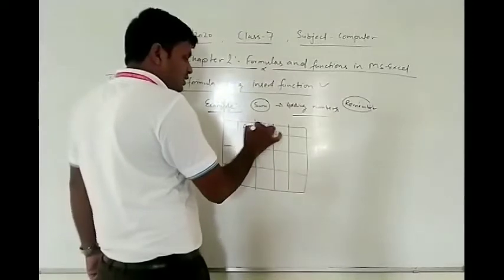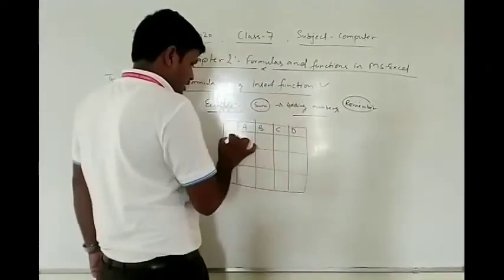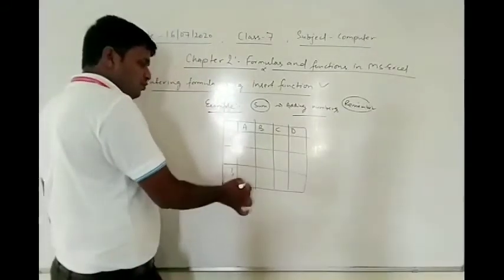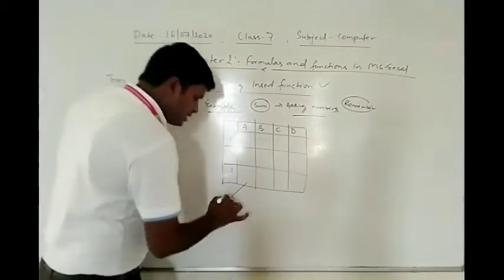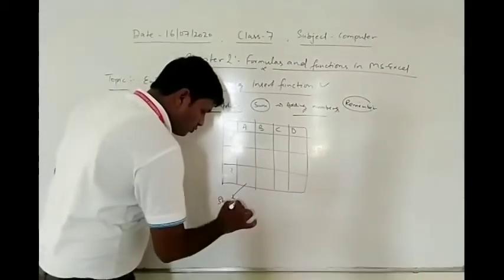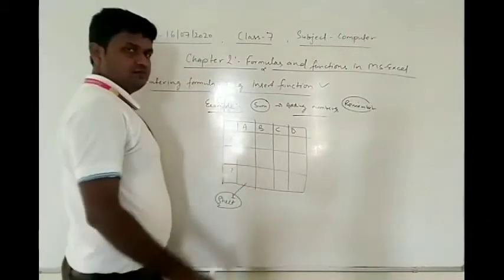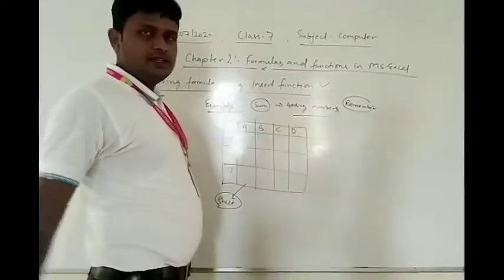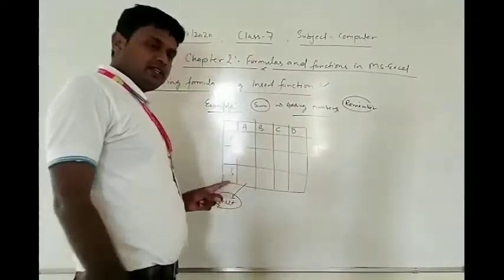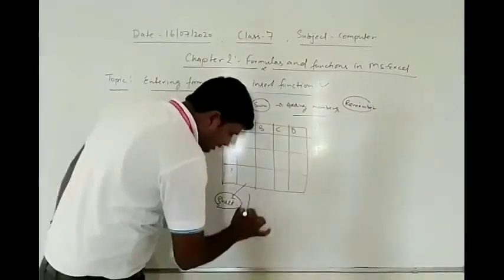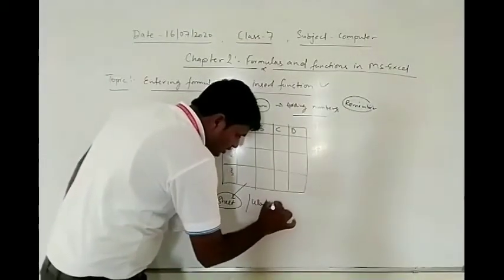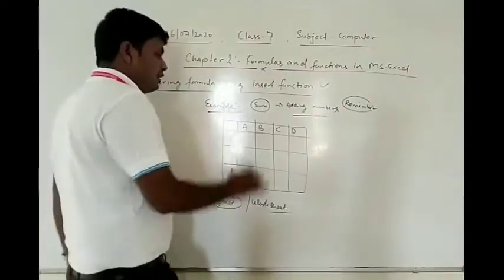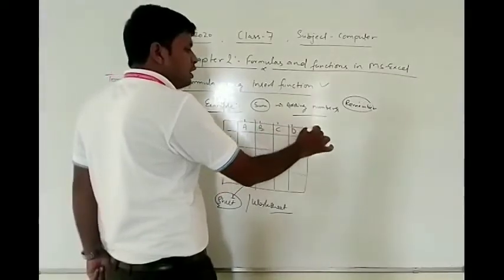So students, here is A, B, C, D and 1, 2, 3. You know what this is? This is a sheet. What is a sheet? The rows and columns make a table in Excel, and that one table is called a sheet, or worksheet. Understand?